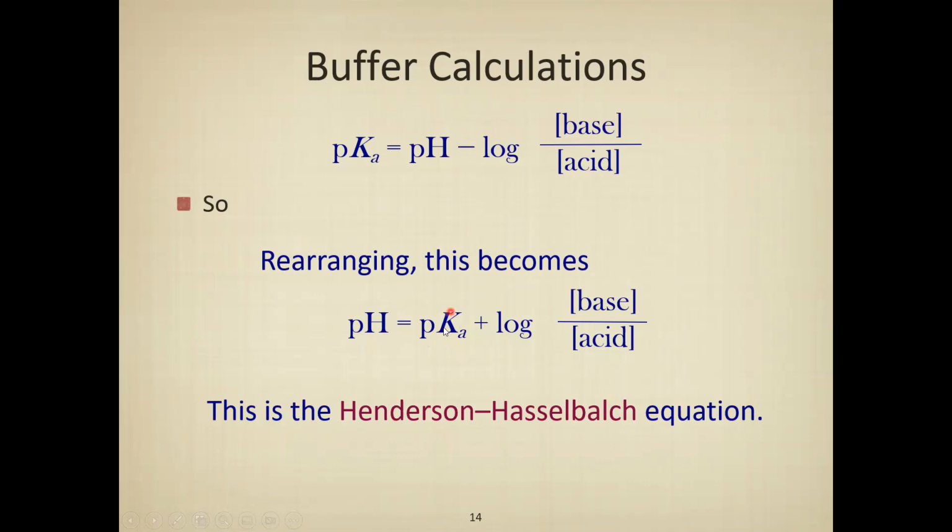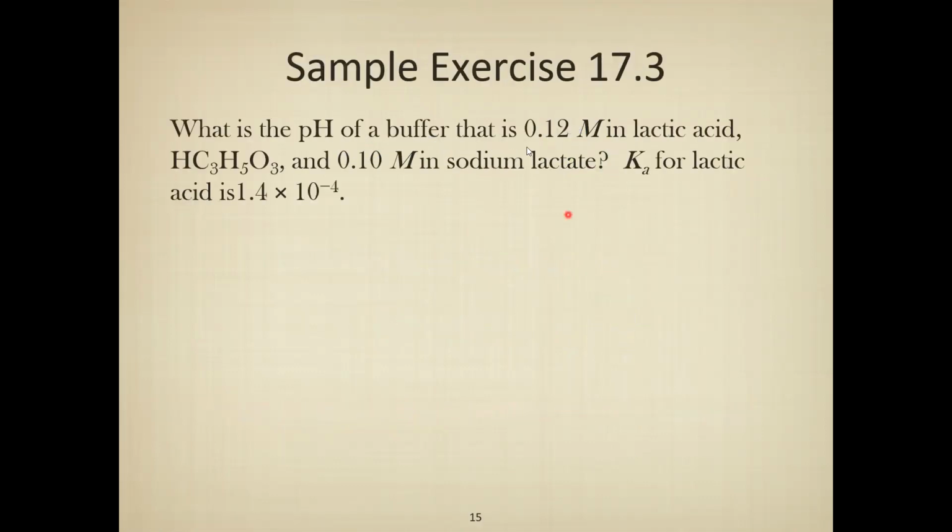We're given the Ka, which we just take the negative log of to get pKa. So we can solve for this already. We're looking for pH. And then with the log base over acid piece of it, since we're given the concentration of these two components, because they're going to be in the same solution, we'll be able to solve for that piece as well. So ultimately, we'll be able to use all this information in that equation to solve for the pH of this buffered solution.